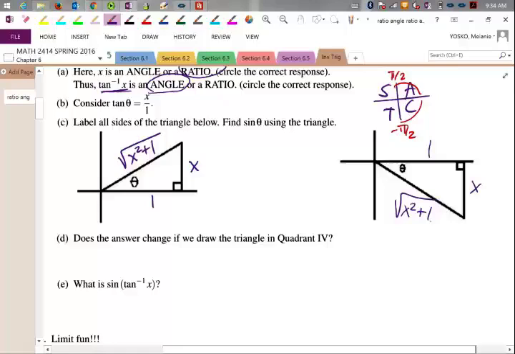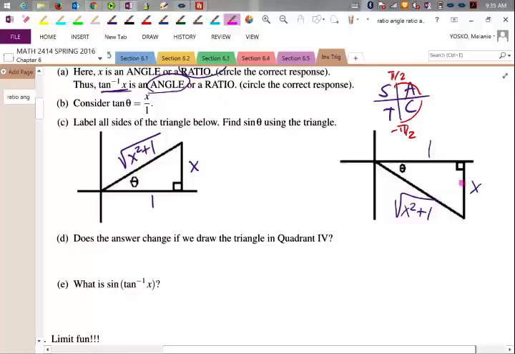Now, in quadrant 1, the sign of all the trig functions is positive. That's what that A means, right? All my trig functions are positive here. In quadrant 4, cosine's positive, but everything else is negative. Is that true? Does the way I've drawn this still work?